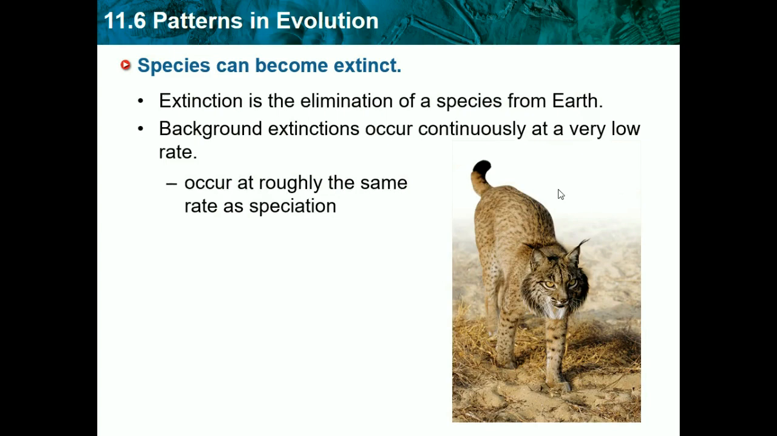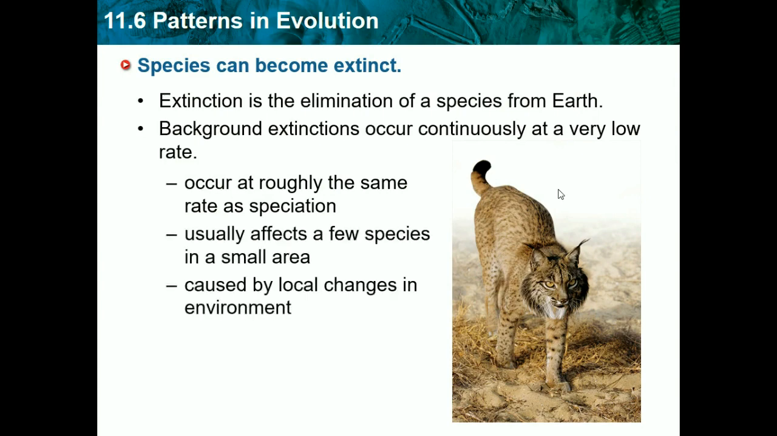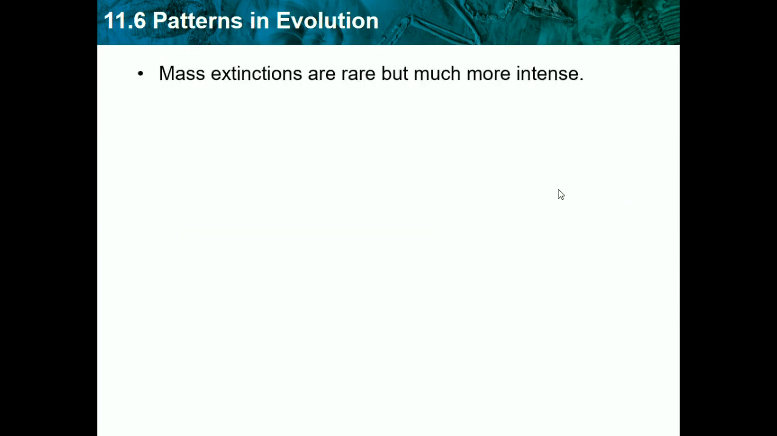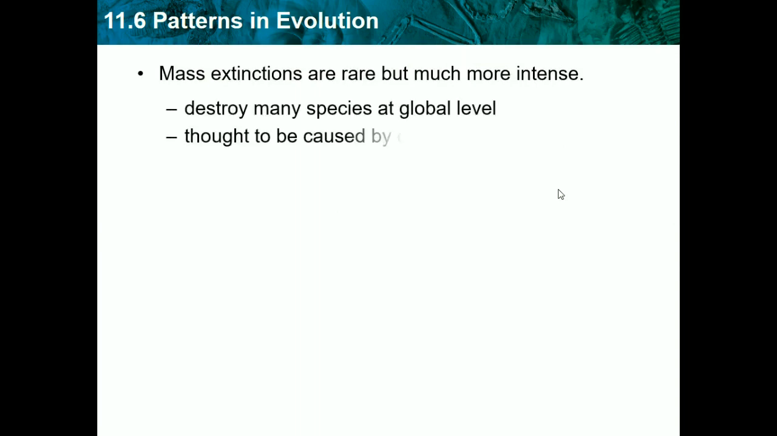It occurs at roughly the same rate as speciation. So animals are going extinct and forming at about the same rate. It usually affects species in a small area, caused by local changes in environment. So basically a catastrophic event happens and the animal can't adapt fast enough to live. Mass extinctions are rare but much more intense. They destroy many species at a global level, thought to be caused by catastrophic events.